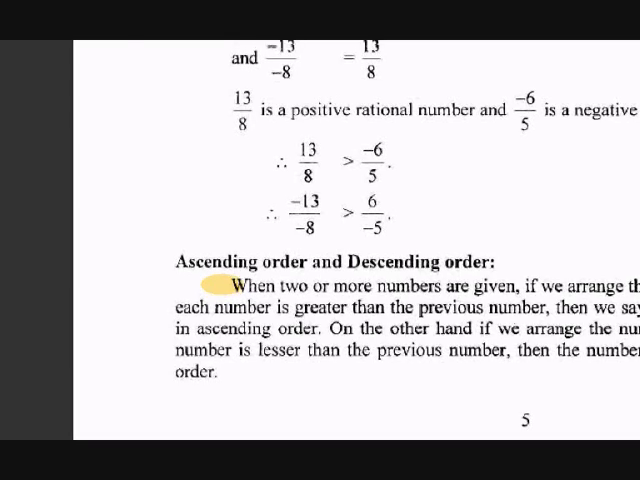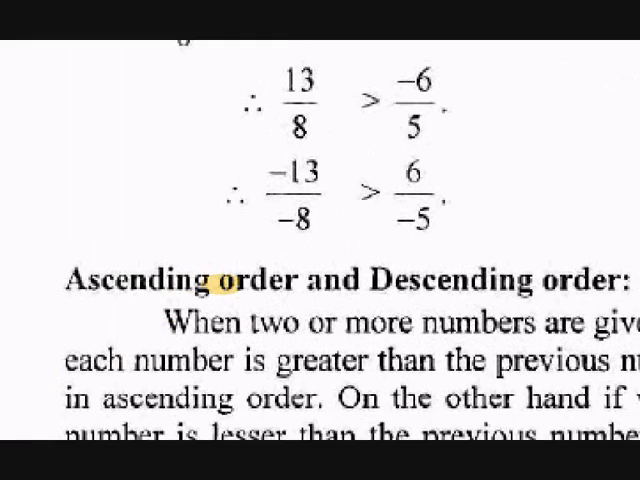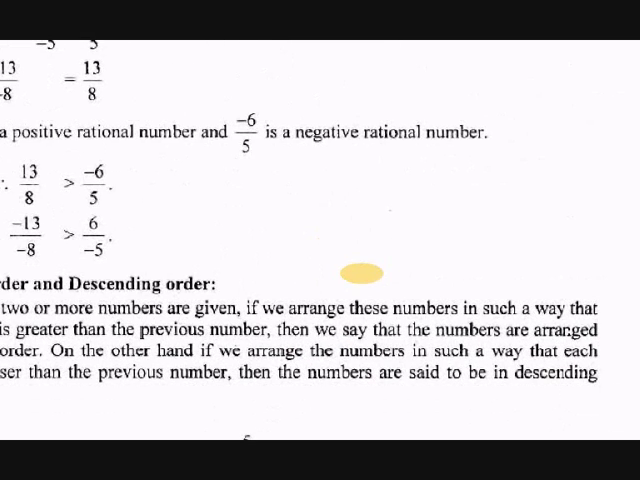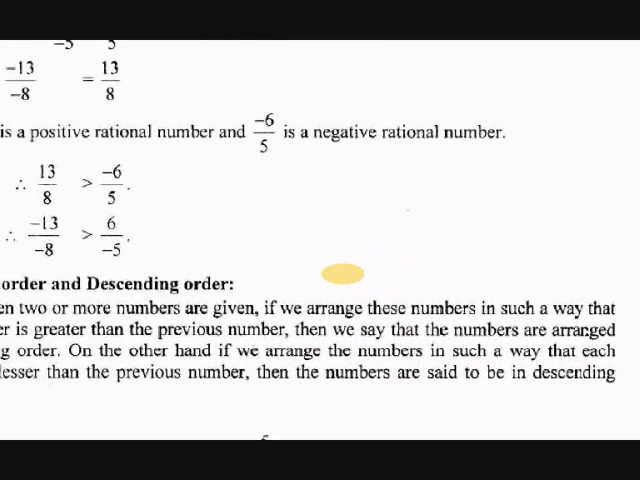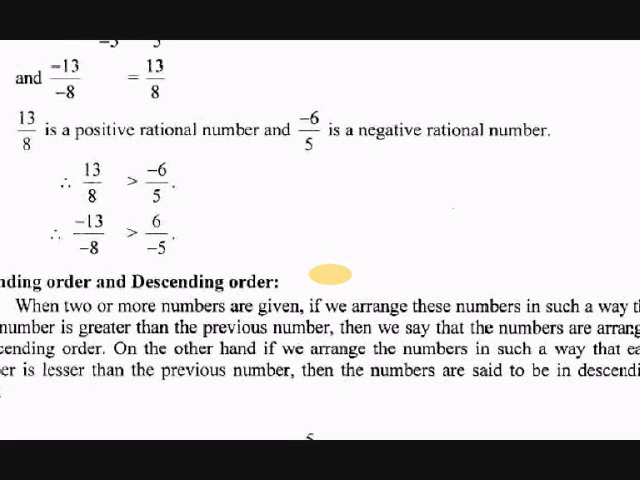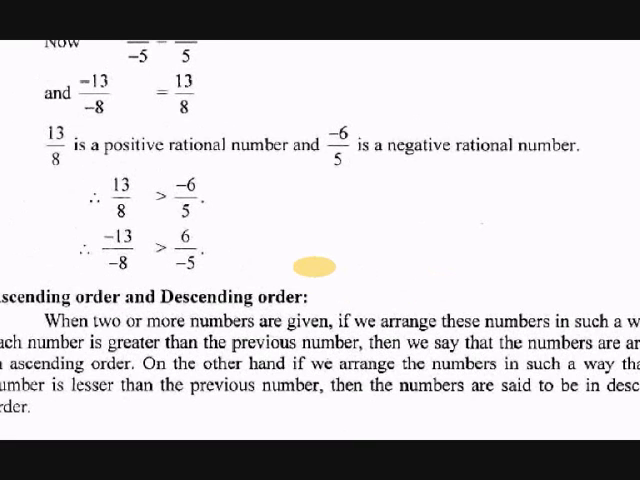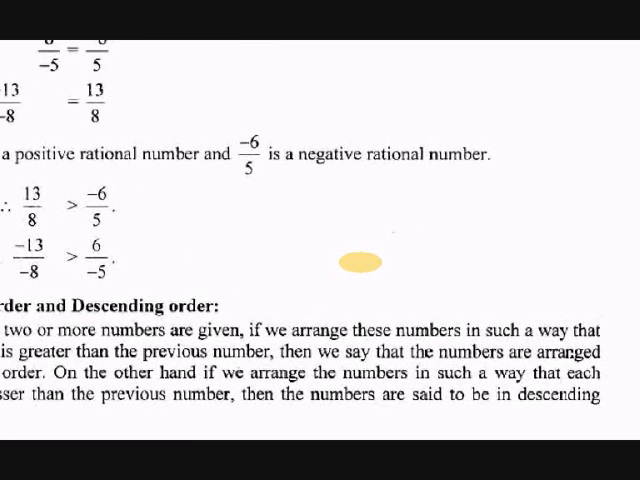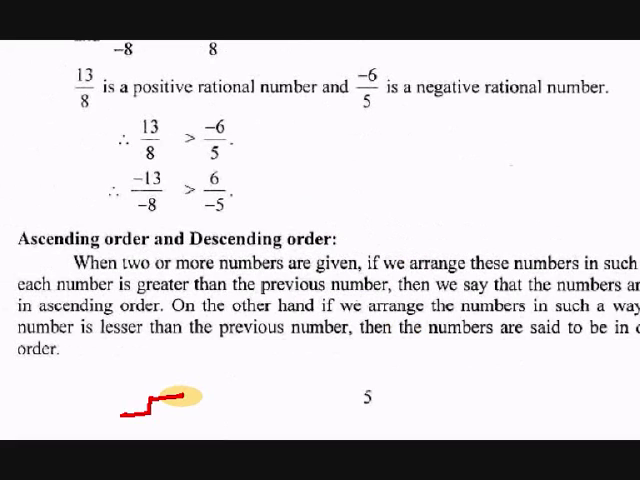Ascending order and descending order of rational numbers. If there are two or three numbers, and each number is greater than the previous number, then we can say that the numbers are arranged in ascending order. On the other hand, if the number at hand is lesser than the previous number, the numbers are said to be in descending order.